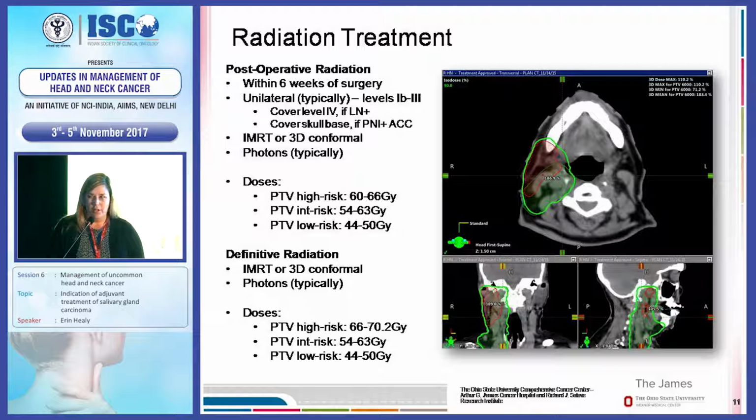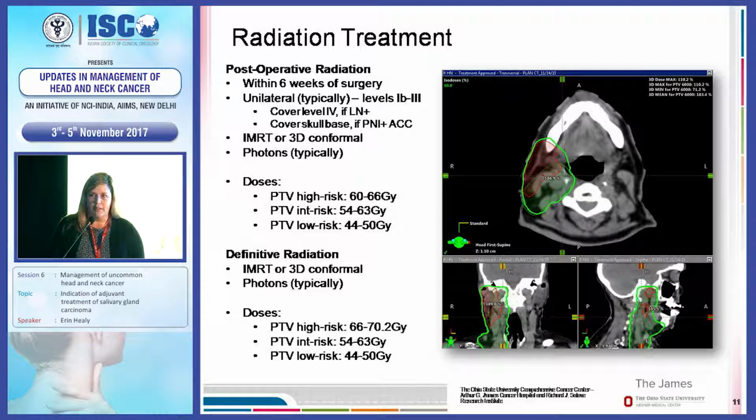We use IMRT or 3D conformal, and we typically use photons. The doses have already kind of been covered, but for the high risk regions will receive 60 to 66 gray. Intermediate will be 54 to 63, and the low risk will be 44 to 50.